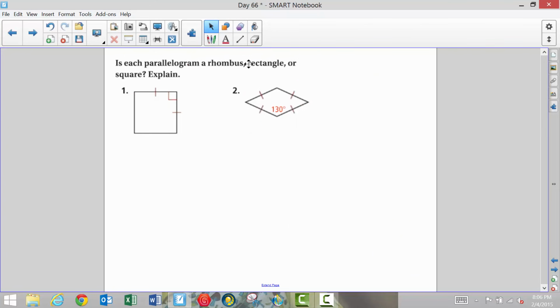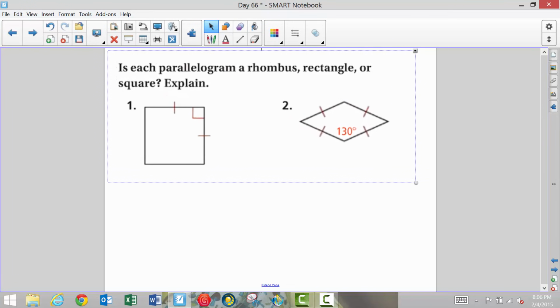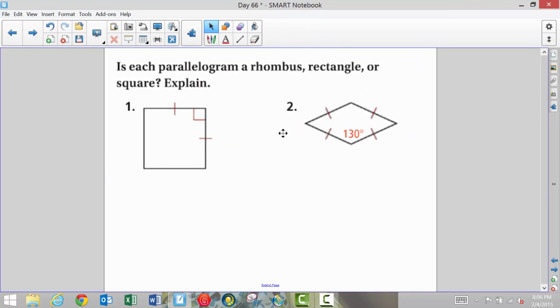So now let's see if we can classify if it's a rectangle, rhombus, or square just by the information given. Well, first thing I tell you that it's a parallelogram. Since it's a parallelogram, I know opposite sides are equal. So question number 1, it's a parallelogram. I already know this shape is a parallelogram. By definition, opposite sides are equal. So if this is 1 tick mark, that's 1 tick mark, 1 tick mark. So far, I have a rhombus.